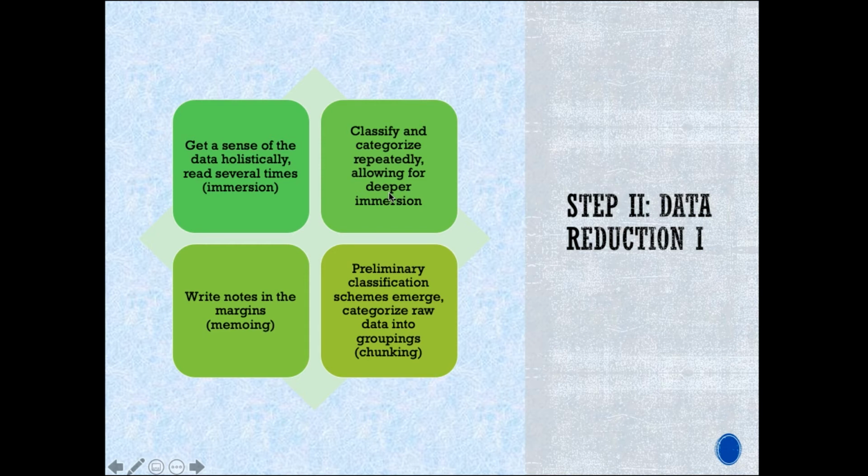Then after you manage your data and clean everything, we come to step number 2, which is data reduction 1. So get a holistic sense of the data. Read this several times, read and read and read. Then you classify and categorize repeatedly, allowing for deeper immersion. Again, write notes in the margin, or memoing. You have the script, you use the margin where you write notes or a code. Preliminary classification schemes emerge. Categorize raw data into groupings or chunks.